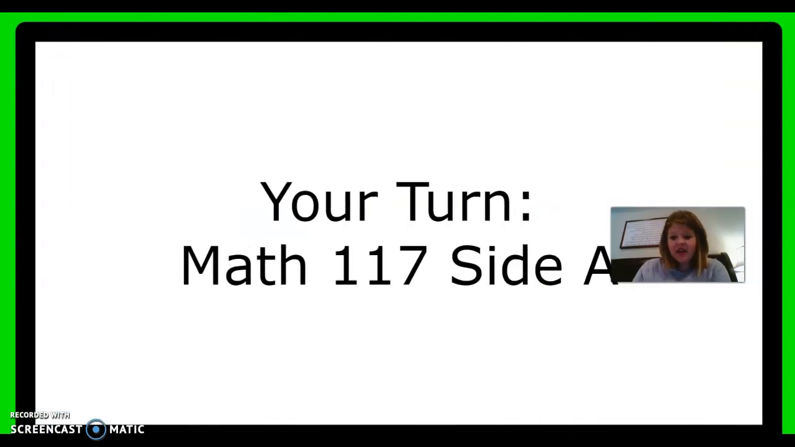Good job, guys. All right, so now we're going to work on side A of your math page. I'm looking at it real quick. It doesn't look like there would be anything that you might have trouble with on this side. So you're going to do side A of your math page. Turn this in. Side B is totally optional. You can do side B if you want to. You can do side B if you're having trouble with something. More practice is always better, but you don't have to do side B today.